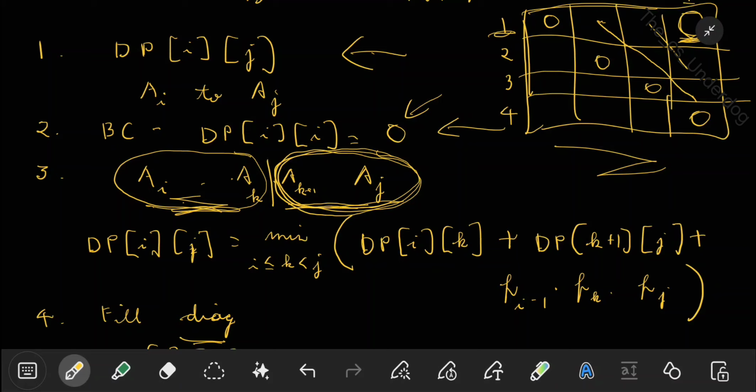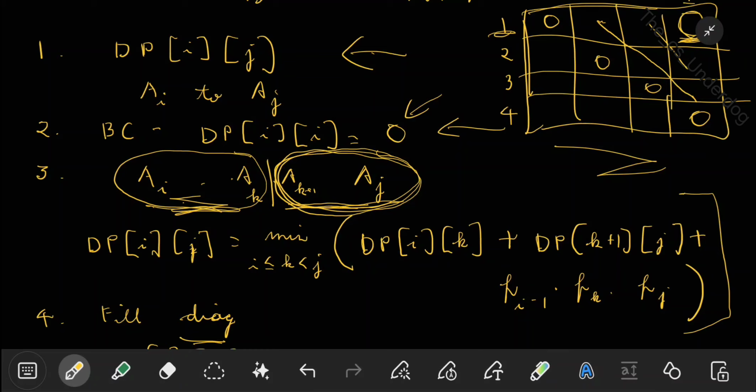Once you understood the base case, the core of this algorithm, the heart of this algorithm is in identifying the recurrence relation. Once you identify the recurrence relation, you write it correctly, you are done. After this point, the whole dynamic programming boils down to this. Whenever you are writing a dynamic programming algorithm, once you write the recurrence relation correctly, your whole algorithm is done.